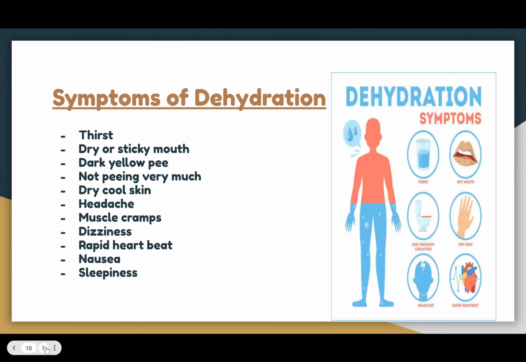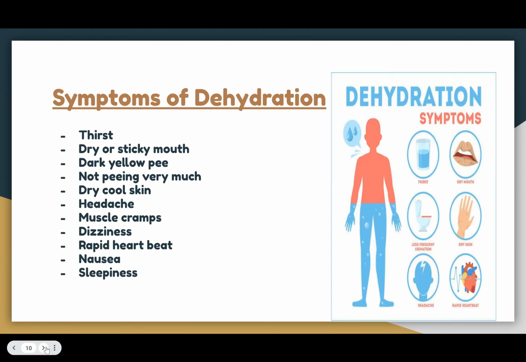Dry mouth is a sign of dehydration. Not peeing a lot is a sign of dehydration because your body doesn't have enough excess fluid to excrete. Dry, cool skin is a symptom of dehydration. Headache, muscle cramps, as I was mentioning before, when there's electrolyte imbalance, it can cause muscle cramps. So going back to before, when you're running and you get a calf cramp, it could be because you don't have enough sodium in your body, because you're sweating it out while running in the heat. So it can cause a muscle cramp if you're dehydrated.